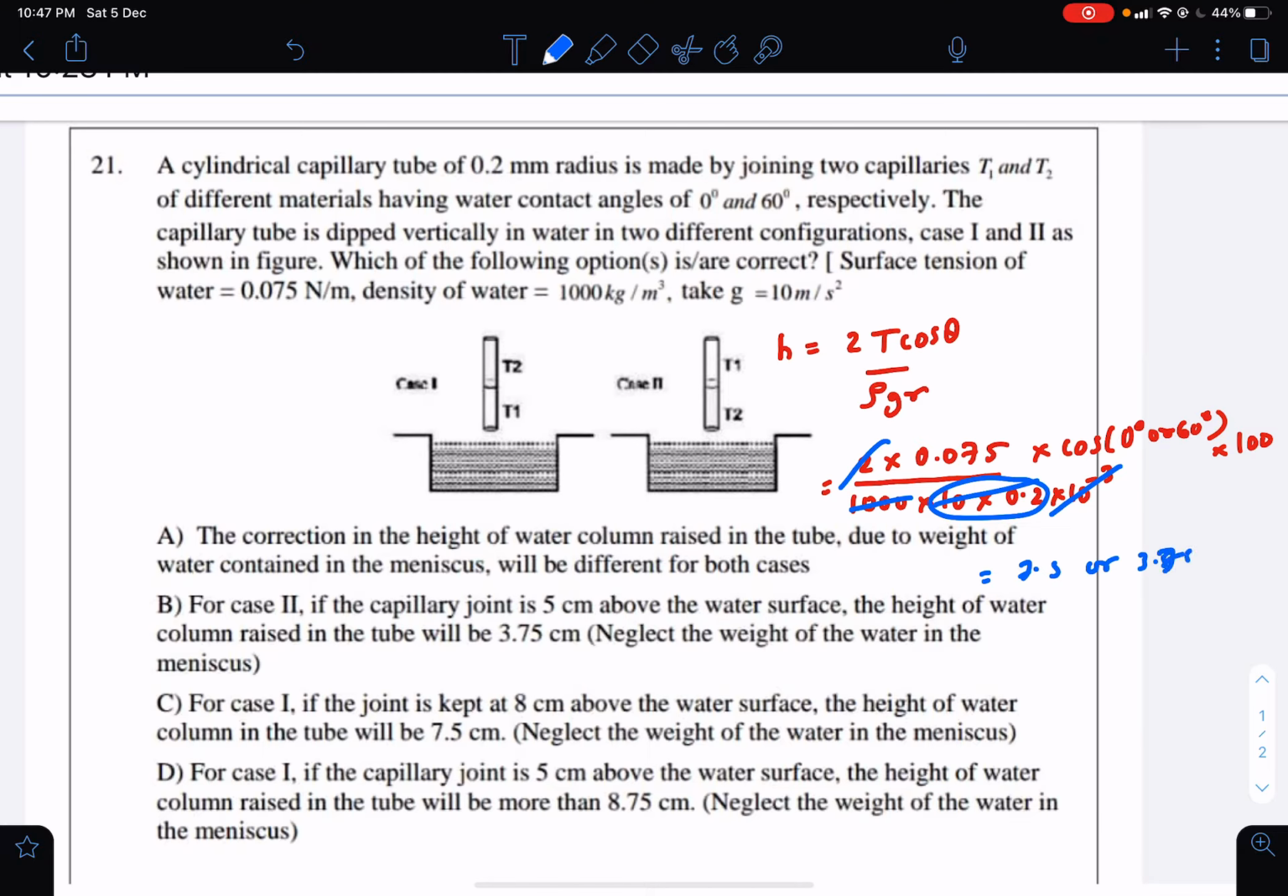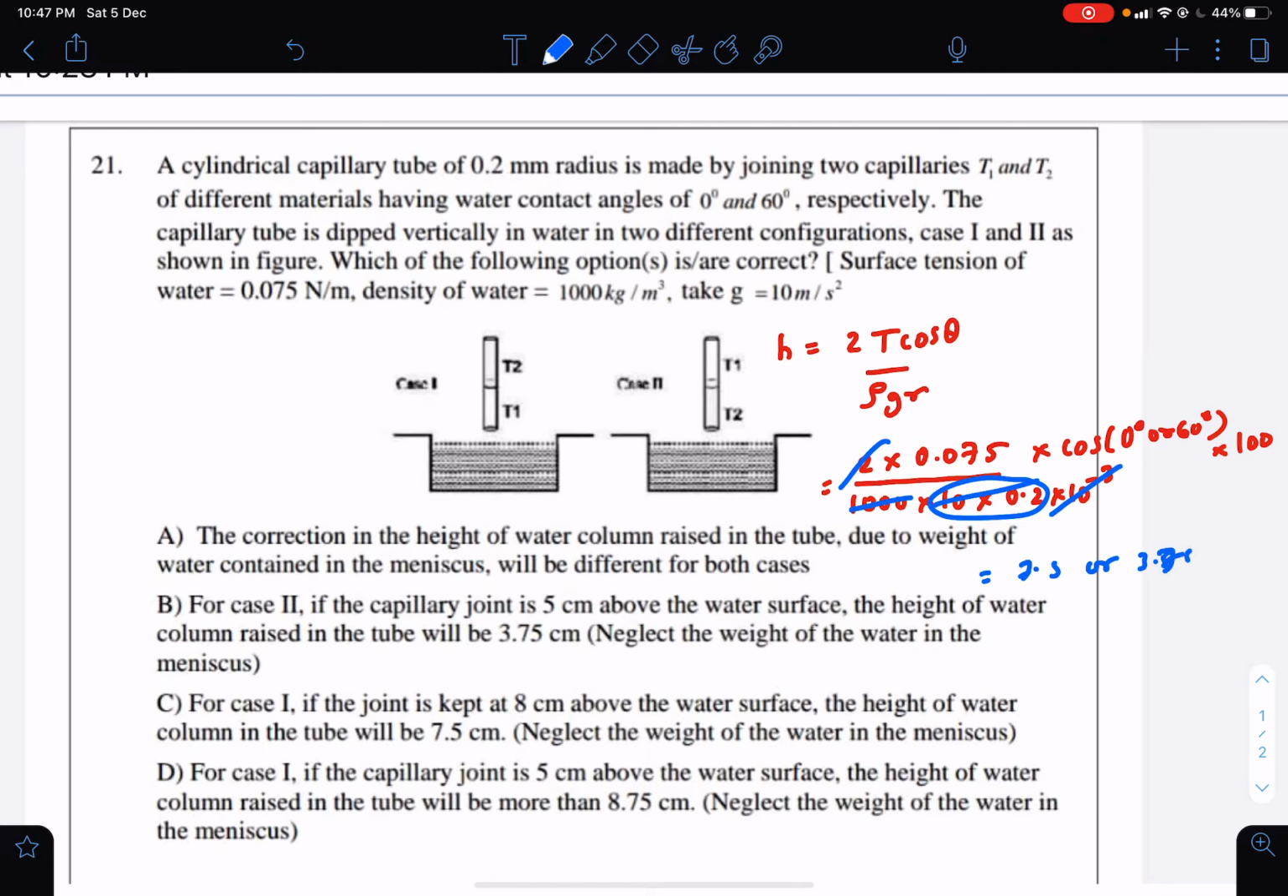Now let us talk about option number B first. So what is this option number B here? The height of water risen in case 2. So what is this case 2? In case 2, the T2 tube with which the contact angle is 60 degree, that is going to be coming in contact with the water first. So this is T2 and this is T1 in case 2, and water is up till here. Now what is given is this junction is there. This junction is given to be up to a height of 5 centimeter.